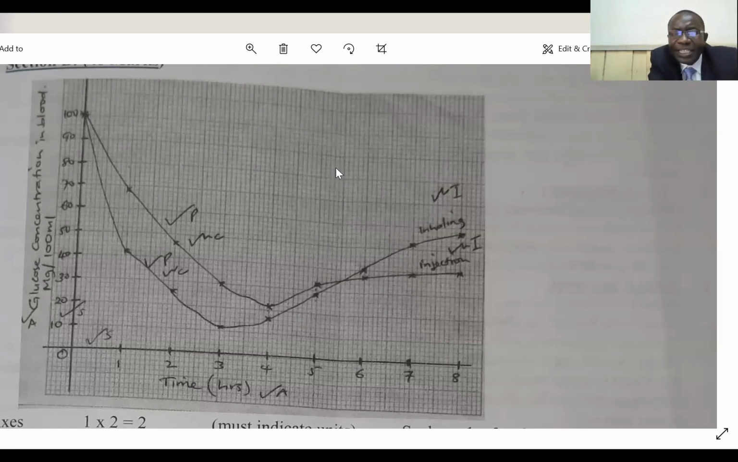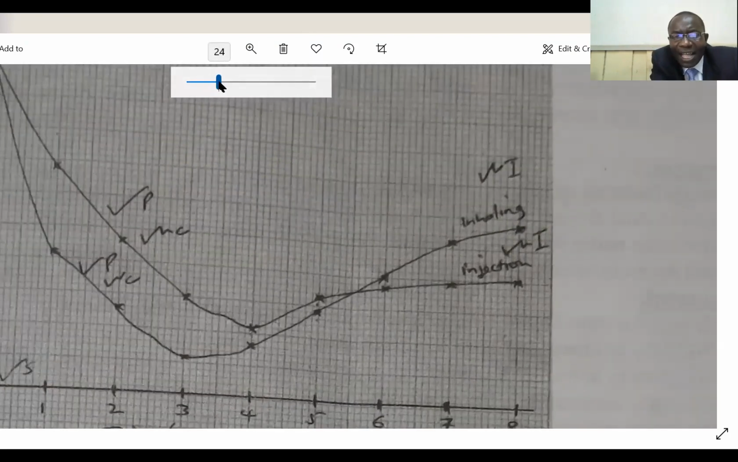I want you to check the time on the horizontal axis. Time is very clear there, as you can see.